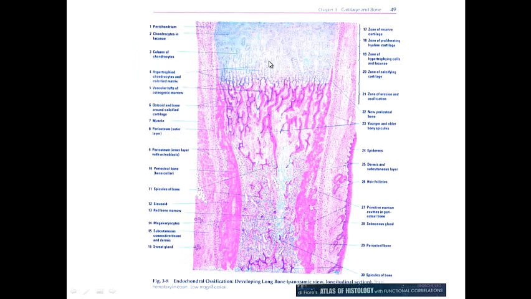So here's the cartilage at the end, and then you have primary spongiosa. It still has a cartilage core. You can see the blue core in there, but this is cartilage and this is bone with a little bit of cartilage in the very center. This would be compact bone on either side, and the perichondrium and the periosteum is the capsule.